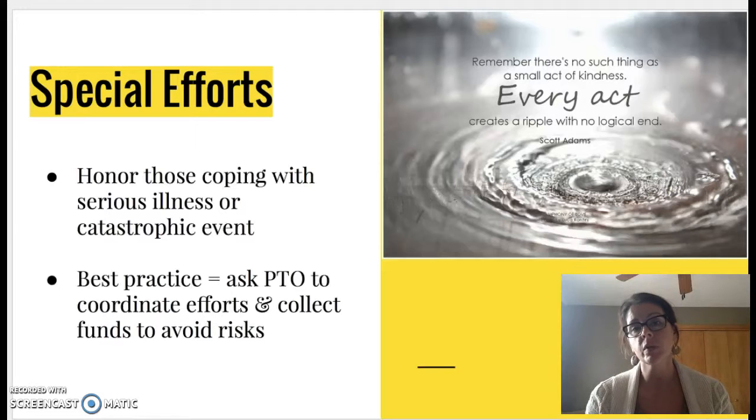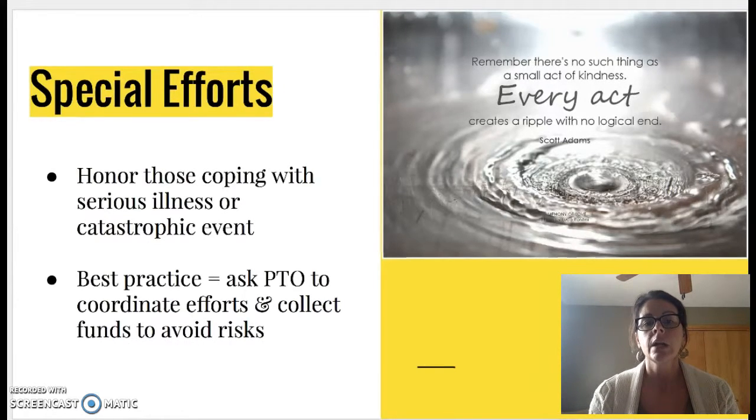You definitely don't want those monies to go into your general fund account or really to have your bookkeeper be responsible for those. So special efforts, definitely a powerful type of gift that we may use in our building in those special circumstances, but just be mindful to both gain prior approval before you start some type of fundraising effort or give a special gift to a family, but also include your parent-teacher organization.